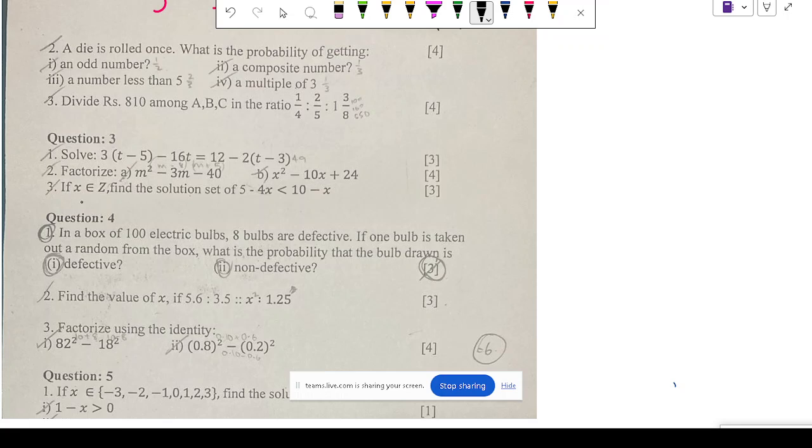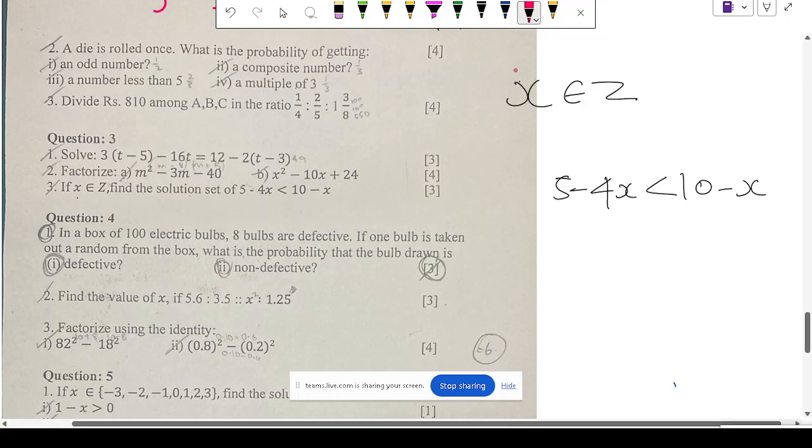Okay, last question. We'll try this last. Remaining questions we'll do tomorrow. Tell me the third question. Question 3. If x belongs to z, what is z? What do you mean by z? Integer, sir. Now find the value of x.